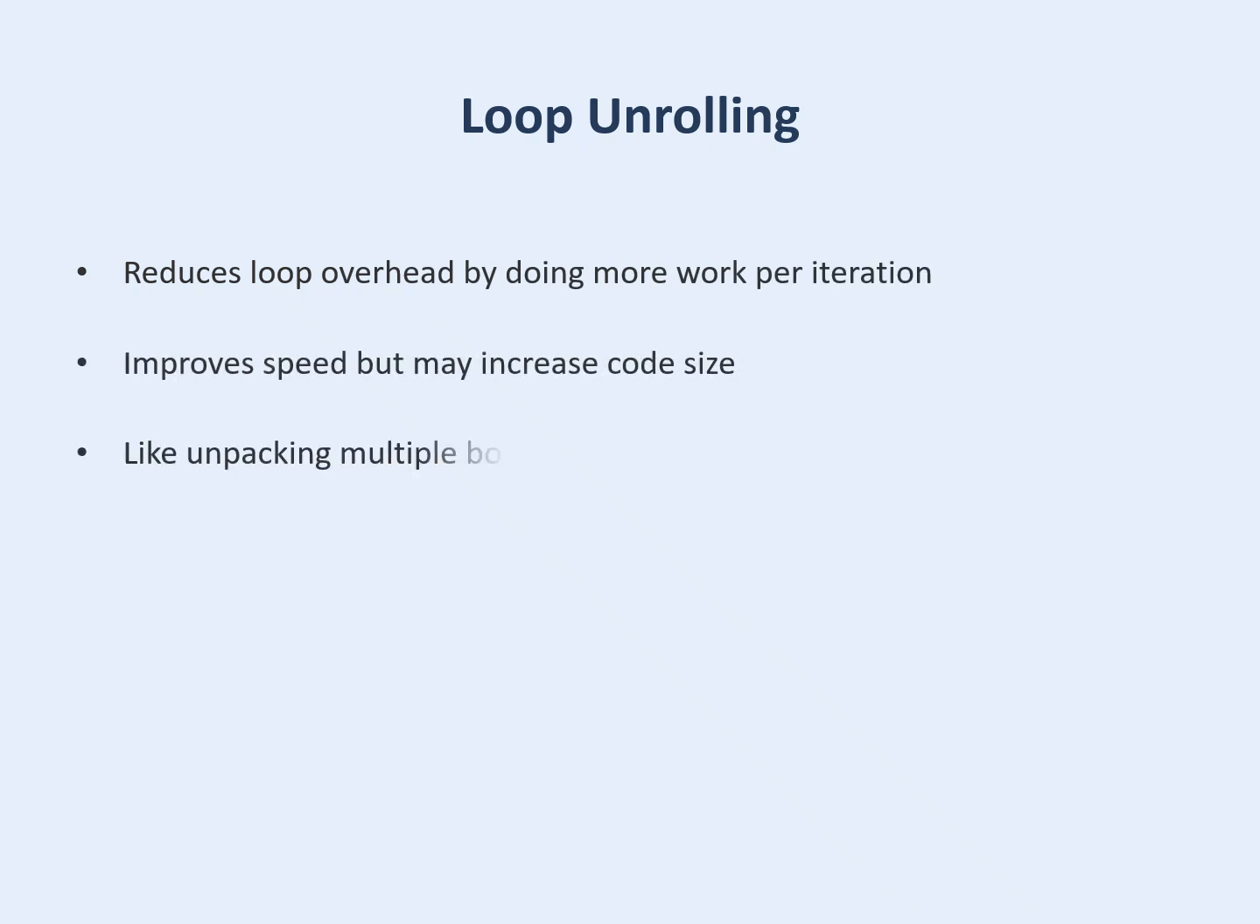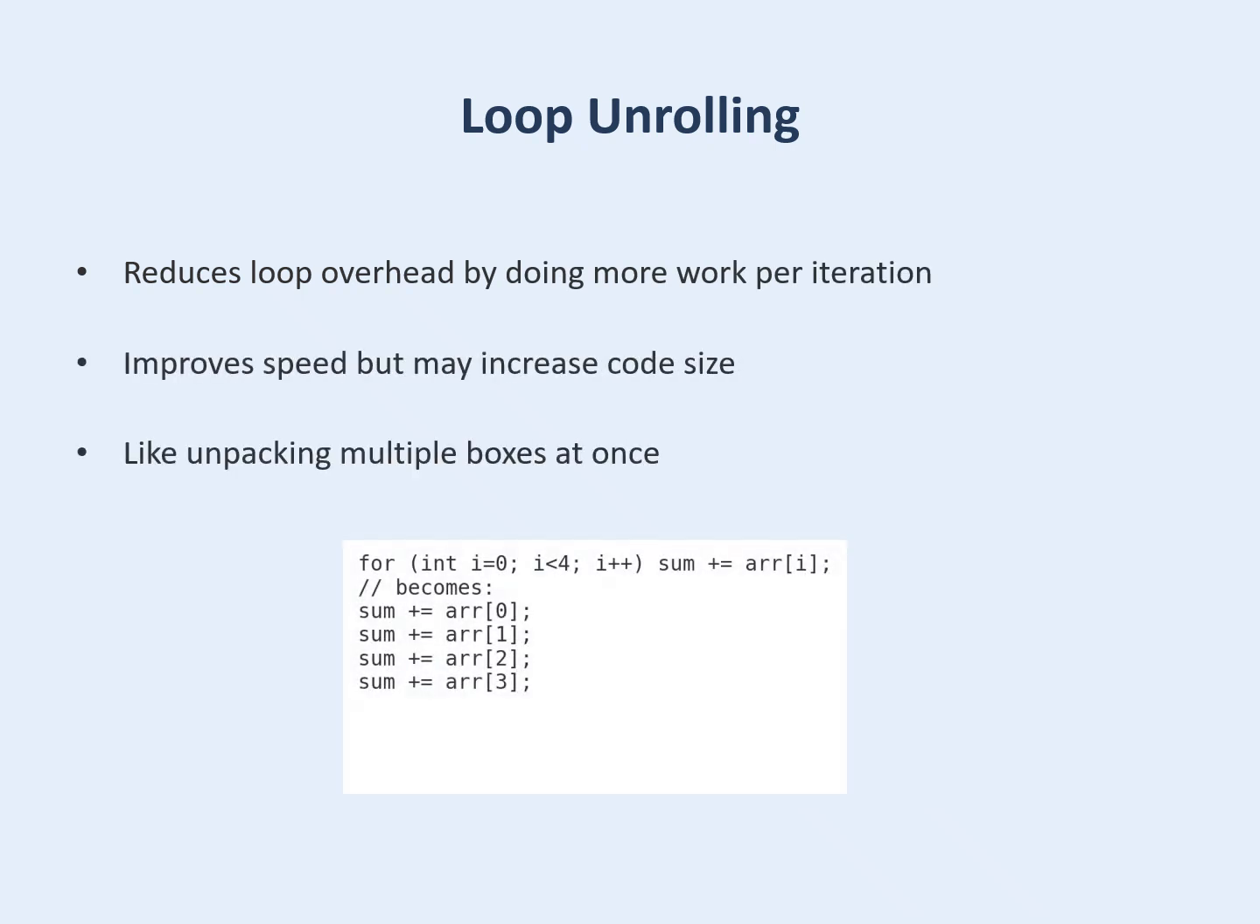Loops are powerful, but they come with overhead, checking conditions, jumping back to the top, and so on. Loop unrolling is a technique where the compiler expands the loop so it performs multiple operations in a single pass. It's like unpacking several boxes at once instead of opening them one by one. The work gets done faster because you avoid repeating the setup for each step.